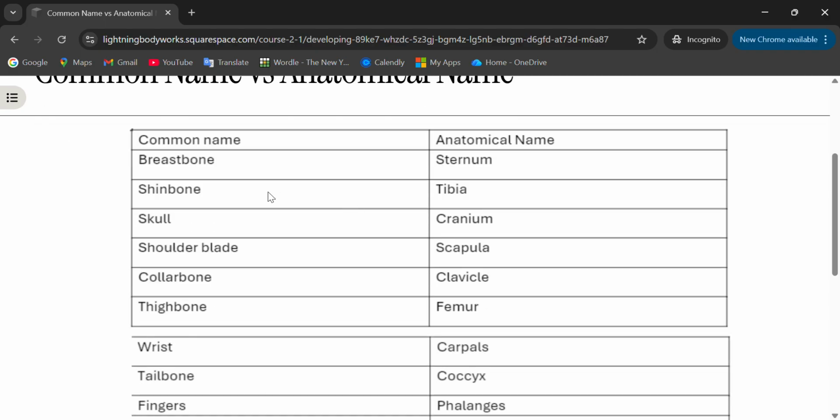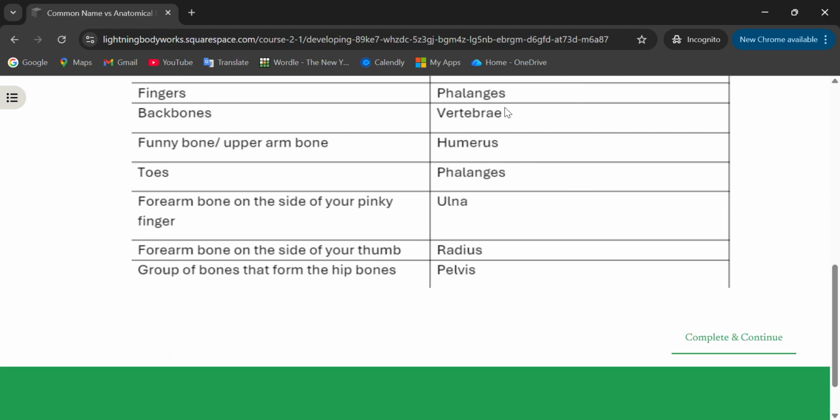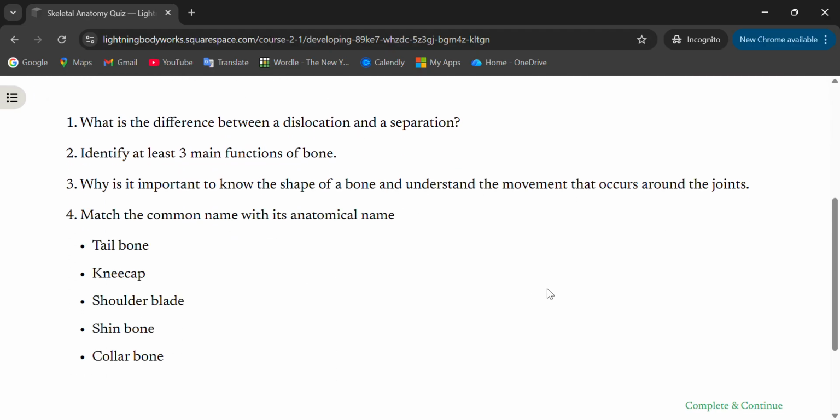So just looking at some common names versus their anatomical names. Again, you could pause the video, go through these if you'd like. Quick quiz.